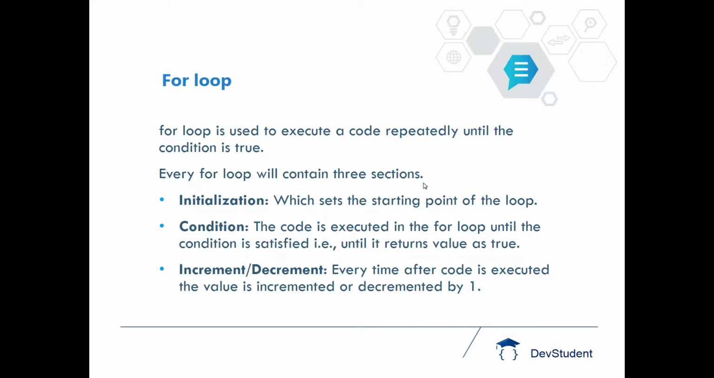Every for loop will contain three sections. They are initialization, condition, and increment or decrement. Initialization means you are going to set the starting point for the loop. That means you can initialize a variable with some number in the initialization part.